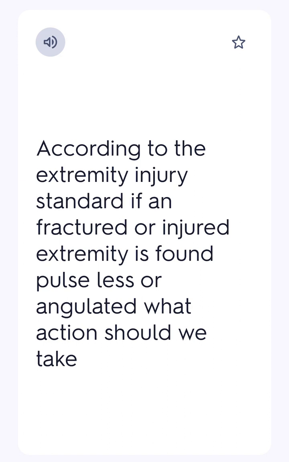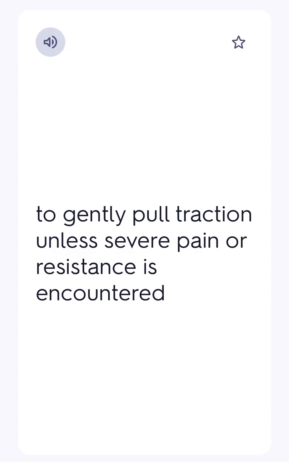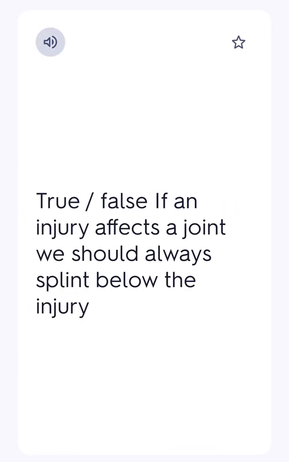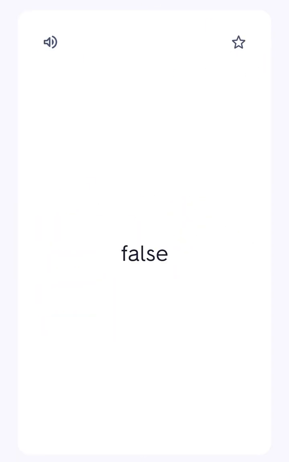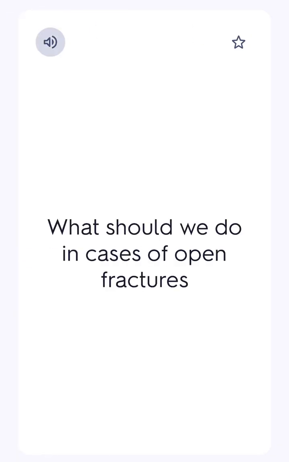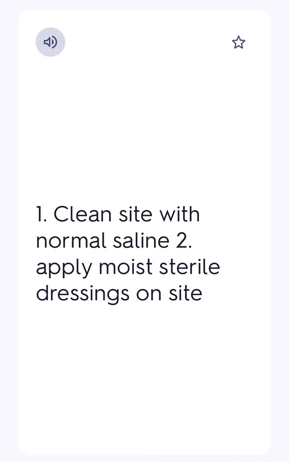According to the extremity injury standard, if a fractured or injured extremity is found pulseless or angulated, what action should we take? To gently pull traction unless severe pain or resistance is encountered. True/false: if an injury affects a joint, we should always splint below the injury. False. What should we do in cases of open fractures? 1. Clean site with normal saline, 2. apply moist sterile dressings on site.